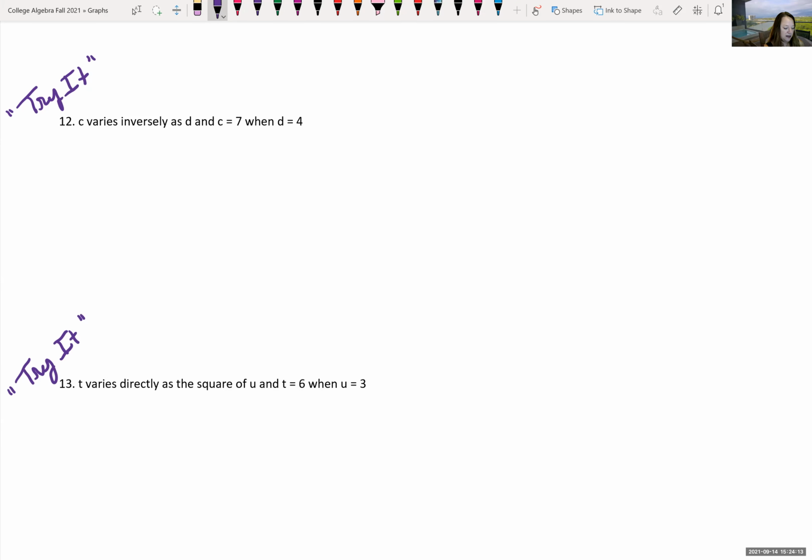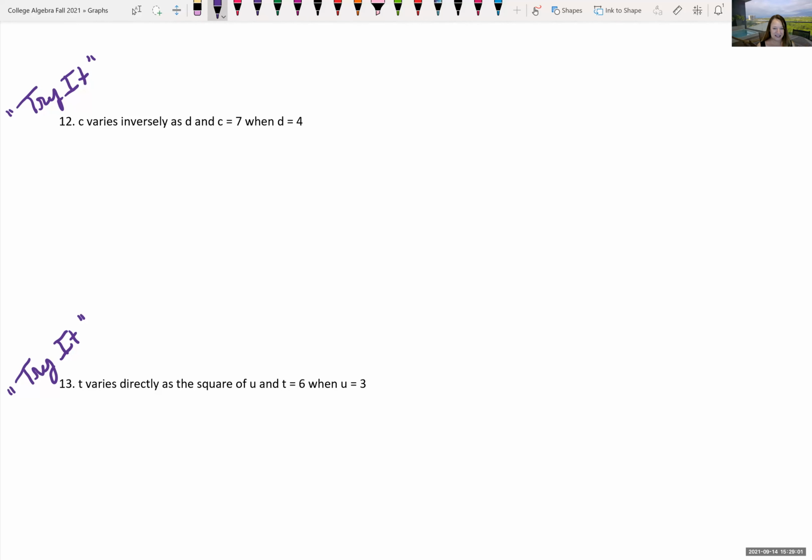So the next one, number 12, says C varies inversely as D and C equals 7 when D is 4. The next one says T varies directly as the square of U and T is 6 when U is 3. So go ahead and try those. I'll pause the video and then come back and we'll talk about it.